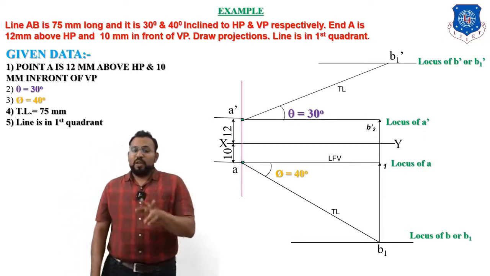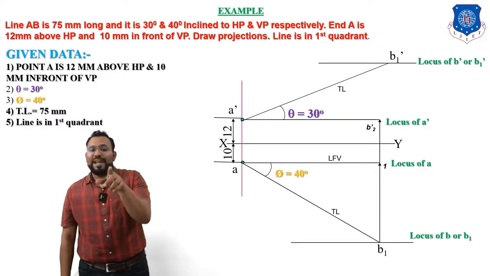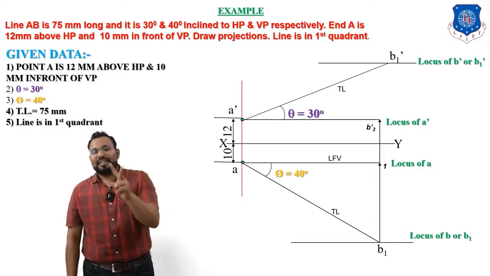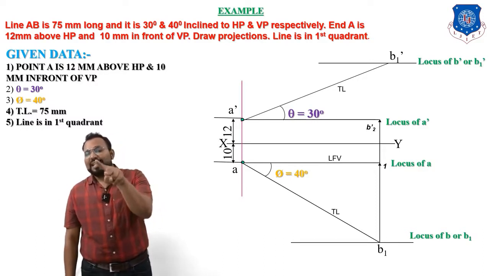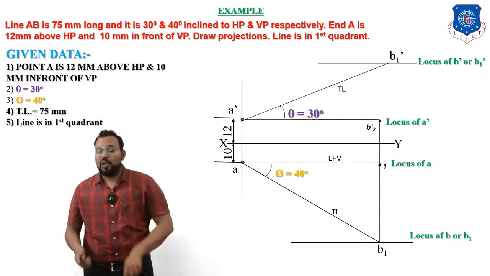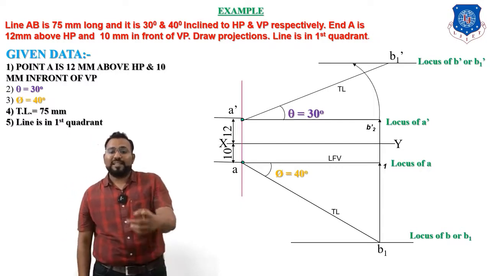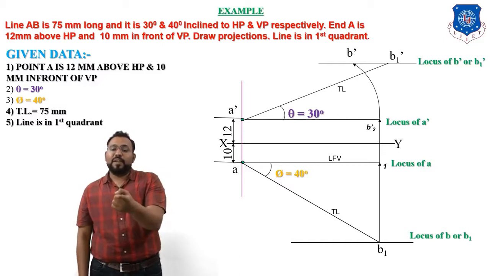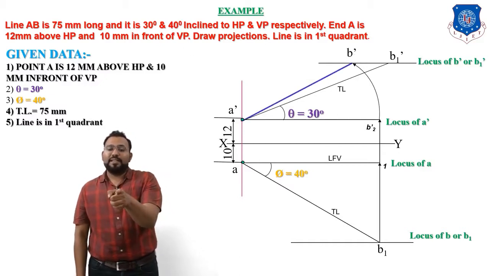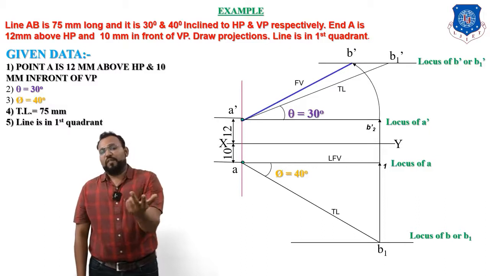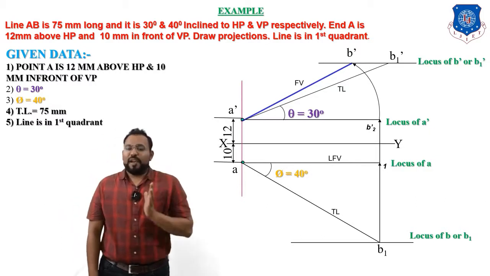Now take a distance equal to A dash B2 dash, and with A dash as the center, put an arc on the locus of B dash or B1 dash like this, and wherever it intersects give it the name point B dash. Now connect A dash B dash; it will show the front view. So this is how you can find the front view.